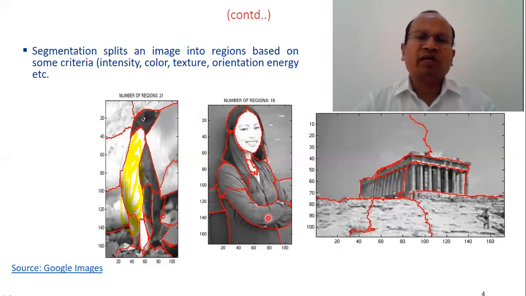If you see the arm, the hand, that is another region. If you see below the hand, there is another region. If you see the head, that too, the hair part, is a different region. So similarly, the number of regions here is 16.